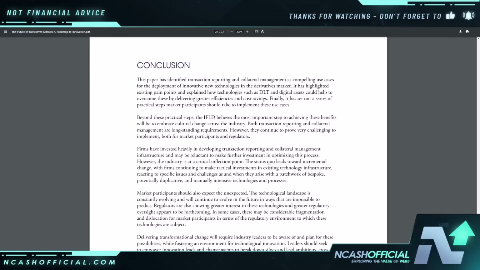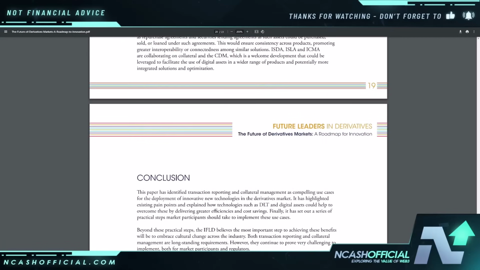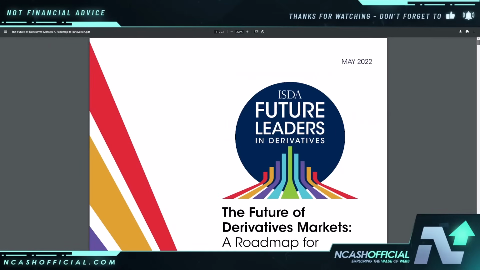It has highlighted existing pain points and explained how technologies such as DLT and digital assets could help to overcome these by delivering greater efficiencies and cost savings. Finally, it has set out a series of practical steps market participants should take to implement these use cases. So the ISDA is ready. They are telling these major players to get ready. Now, this was back in May of 2022.